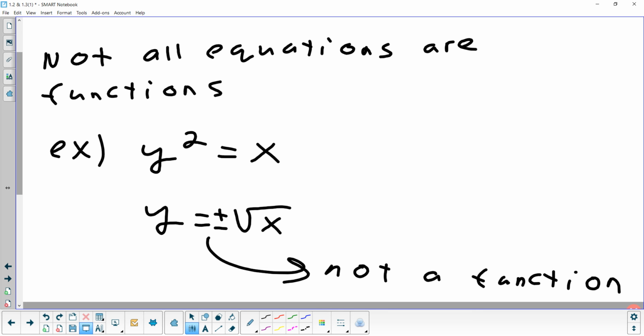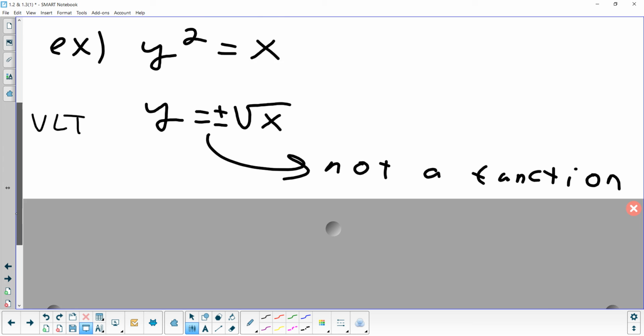There's a name of a test you can use. Okay? It's called the, anybody remember abbreviations or VLT? Anybody remember what that stands for? Yeah? Vertical line test. Yeah, it's called the vertical line test. And the vertical line test is used to determine if something is a function.